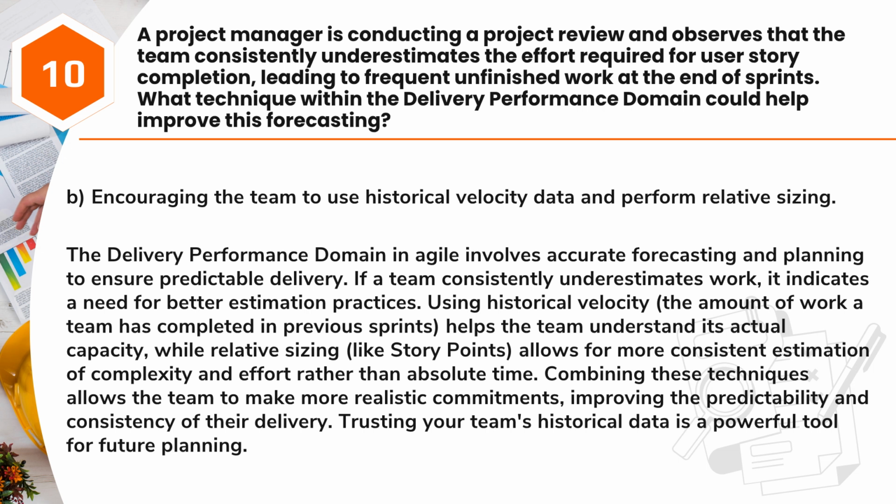The delivery performance domain in Agile involves accurate forecasting and planning to ensure predictable delivery. If a team consistently underestimates work, it indicates a need for better estimation practices. Using historical velocity, the amount of work a team has completed in previous sprints, helps the team understand its actual capacity, while relative sizing, like story points, allows for more consistent estimation of complexity and effort rather than absolute time. Combining these techniques allows the team to make more realistic commitments, improving the predictability and consistency of their delivery. Trusting your team's historical data is a powerful tool for future planning.